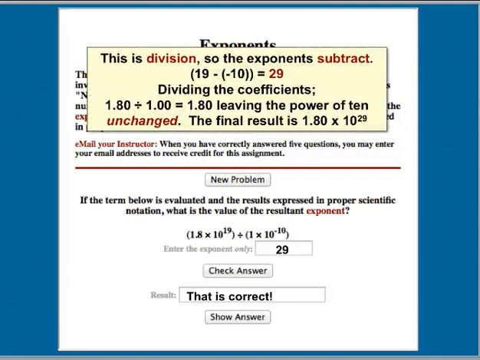Now, if you're at all unclear on any of these concepts, I urge you to please go to the site, ischemistryonline.com, and you can sit and you can practice these until you get it. Any questions?